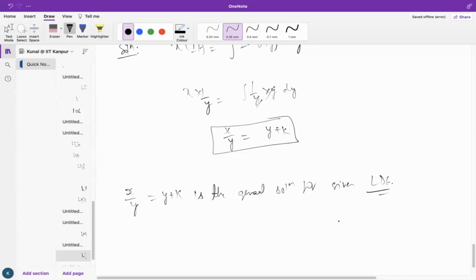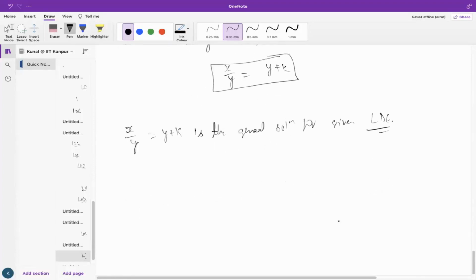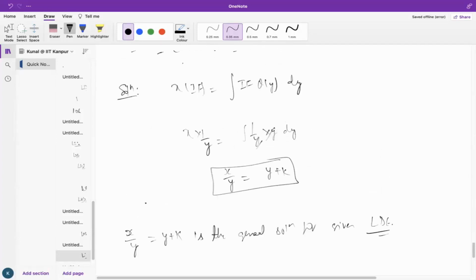Okay, now let's move on to some tough problems, and then we learn the implementation of exact differential equations. So the next problem is an example. Actually what you have to learn here is what I am doing.